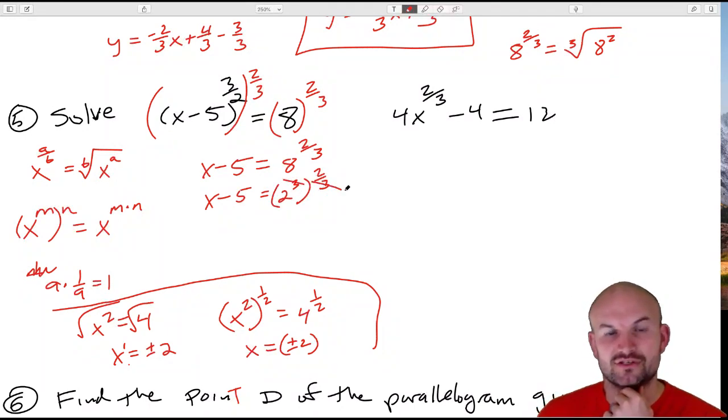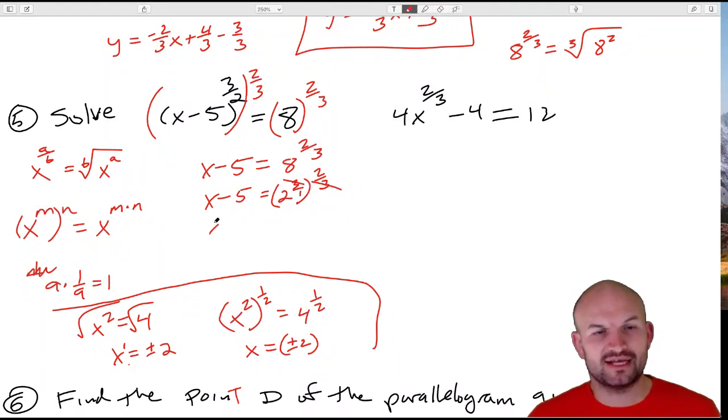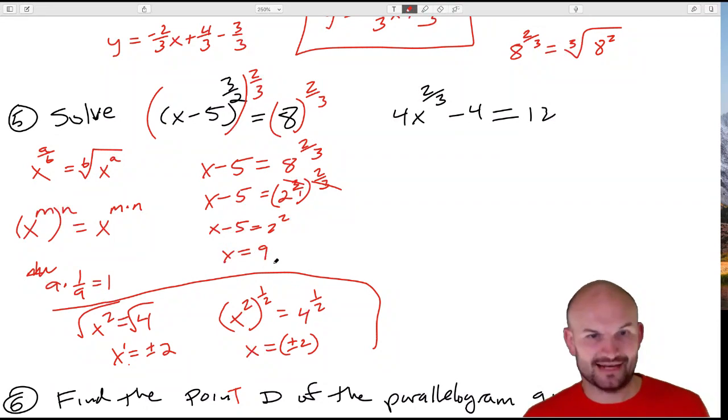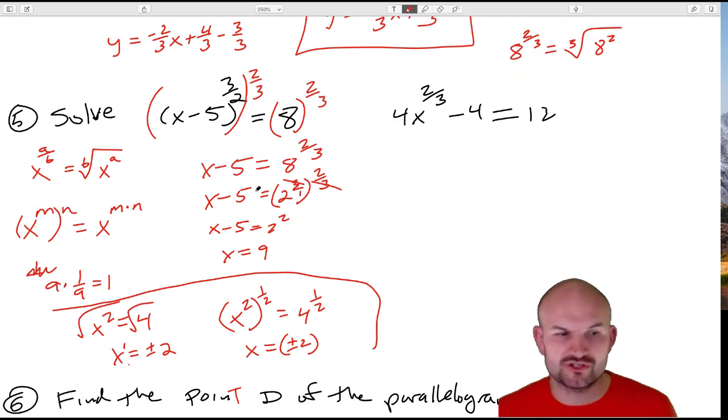Now you can see those 3's are going to divide out, because that's really a 3/1 times 2/3. So you multiply them, and I get x minus 5 is equal to 2 squared, which is 4. Therefore x is going to equal 9. You can see there's that one solution and how that works out.